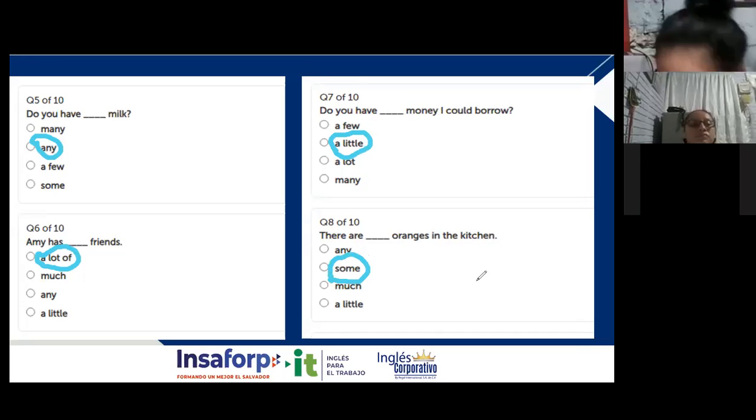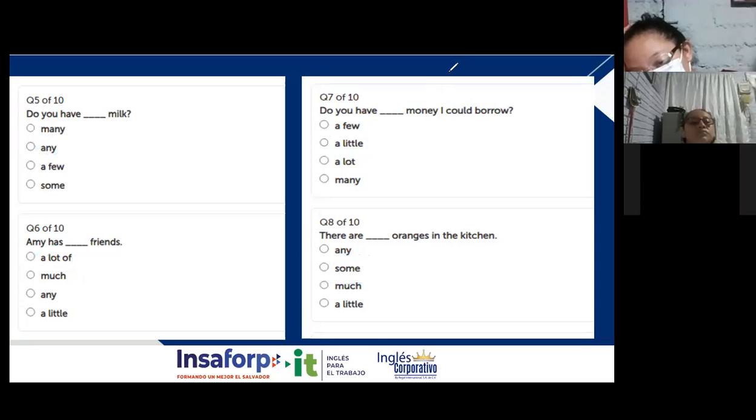There are some oranges in the kitchen. Muy bien. That's the way. Yes, that's orange. Orange in the kitchen. Yeah, that's okay. So let's erase it and we go with the next one.